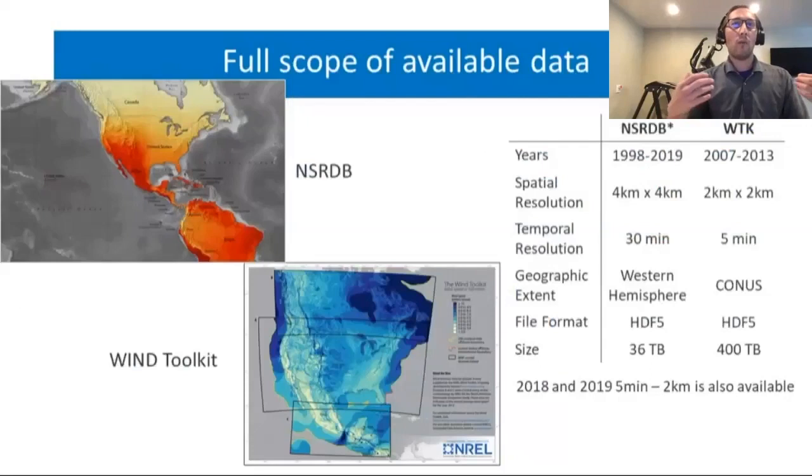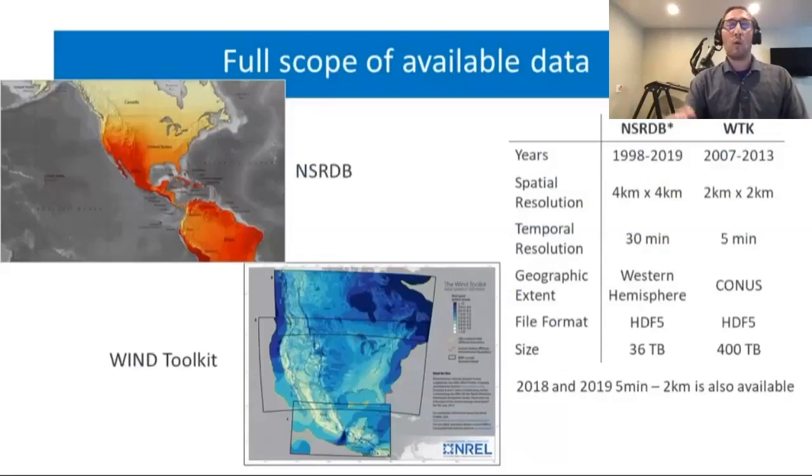Well, what's the full scope of the data that's available? So the NSRDB, as I mentioned, is data going back to 1998. It's 4 kilometer spatial resolution, 30-minute temporal resolution, and it covers most of the Western Hemisphere. Just for this data set, it's about 36 terabytes. We have also recently added 5-minute 2-kilometer data for the United States for 2018 and 2019, and that's pushing this data set to close to 100 terabytes.